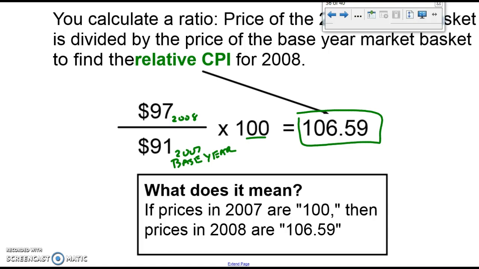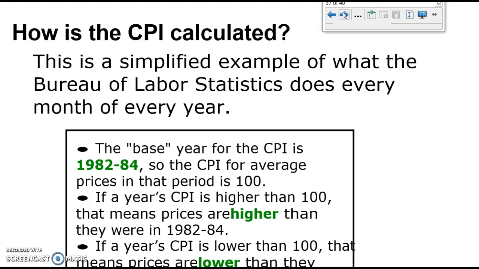So what this means is that if we call prices in 2007 100, then we would call prices in 2008 106.59. Maybe in 2009, prices would be 110.5. Okay, and each year we can see what has happened to the overall price level by comparing that back to 1997. I'm sorry, to 2007. It's actually 1997 for the GDP price deflator. That's why I said that.